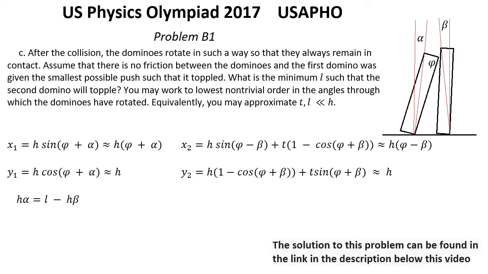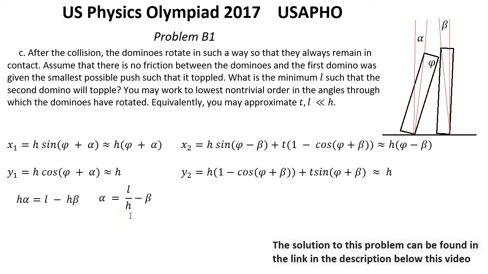And when we rotate the left domino by angle alpha and the right domino by angle beta in the opposite side, we have this relation between alpha and beta. It means that alpha equals L over H minus beta. And this we have to memorize and use for the next step.